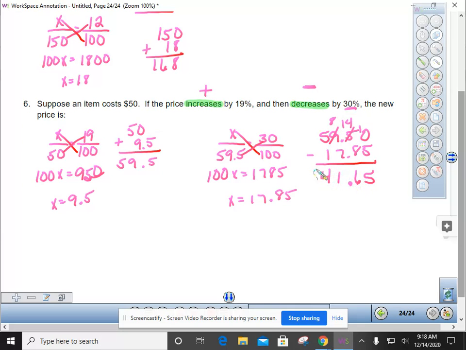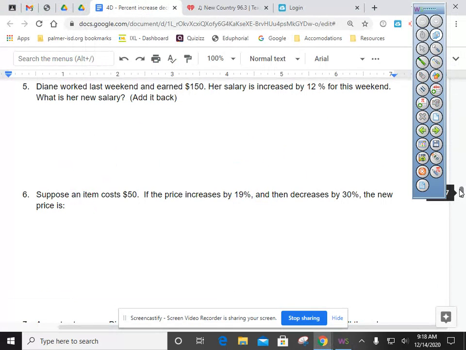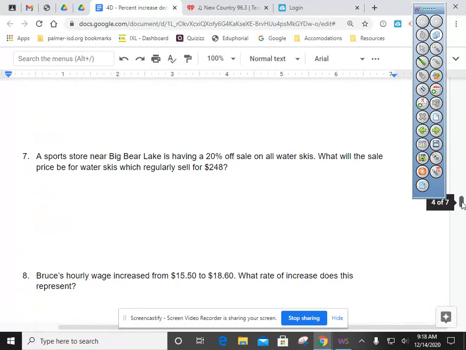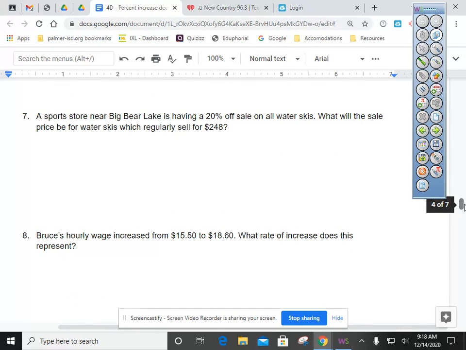I got 41.65. That's what I thought. Any questions on that one? That's a lot of work. Yep. It's called a multi-step question, and they love them. But it's also real life. Y'all do number 7.